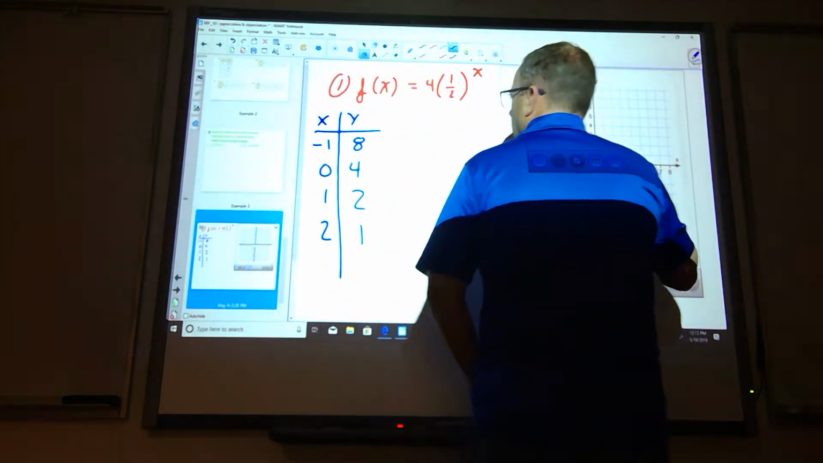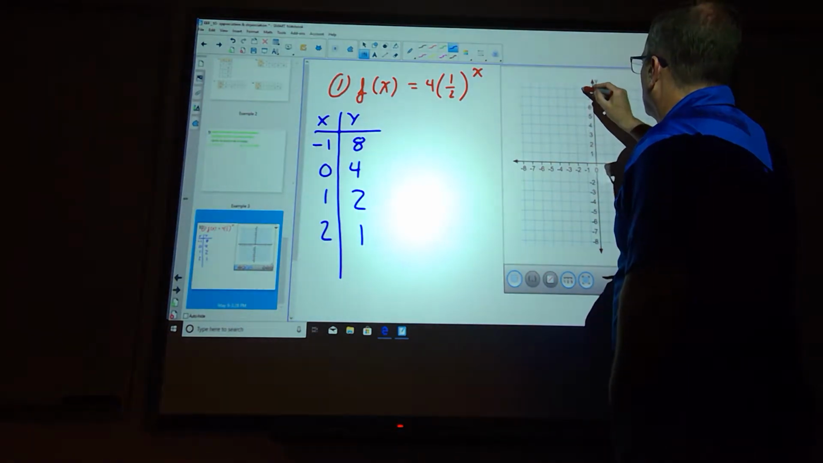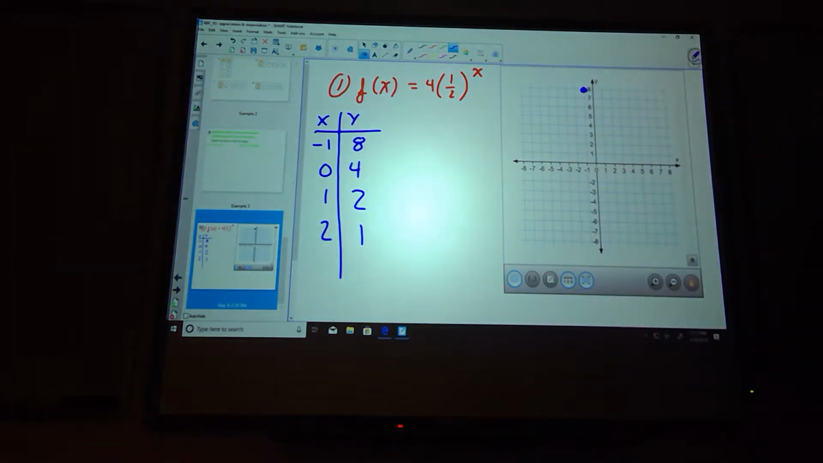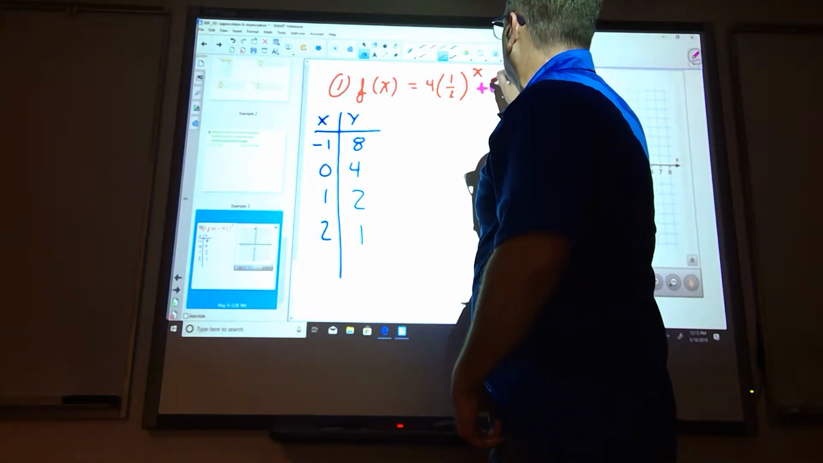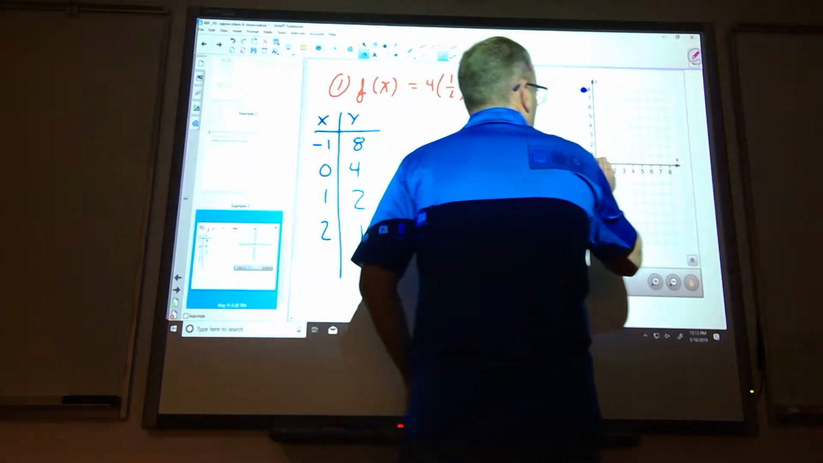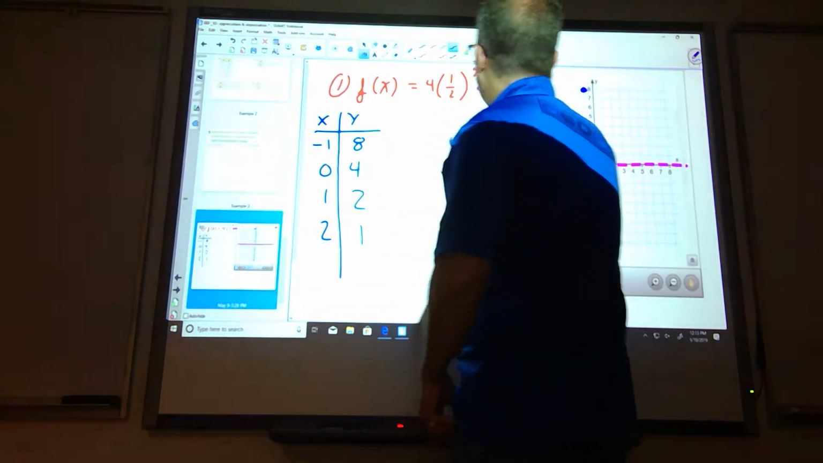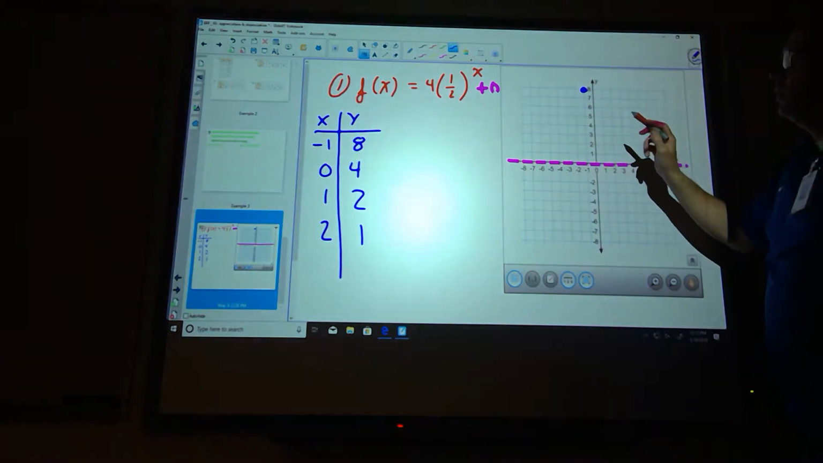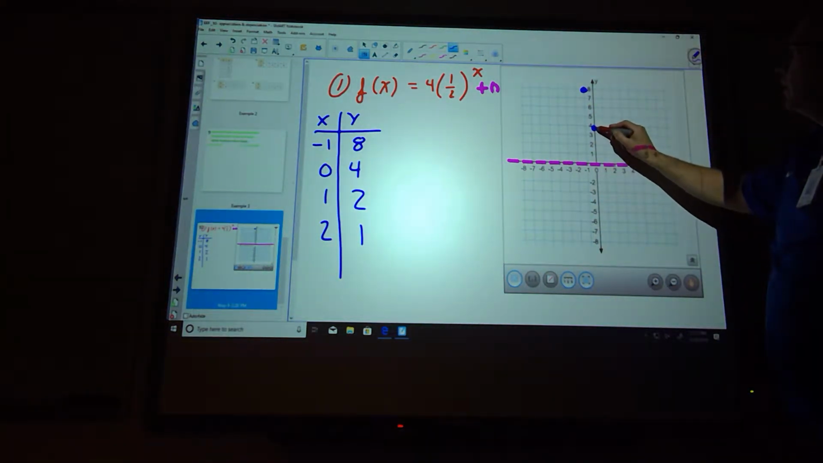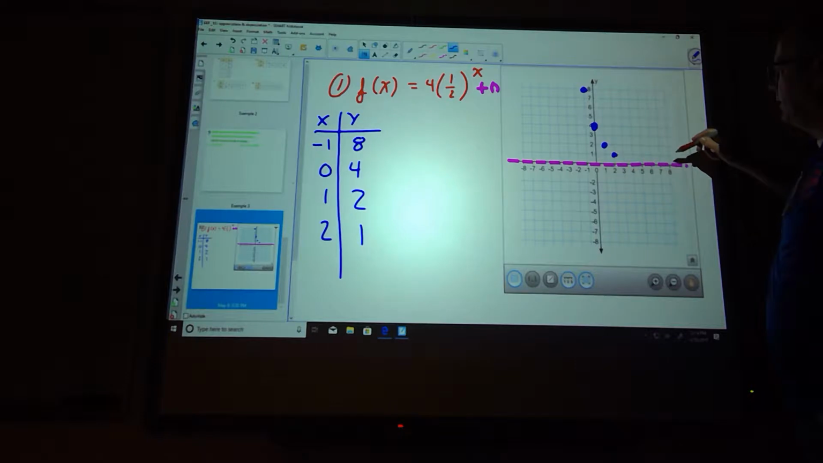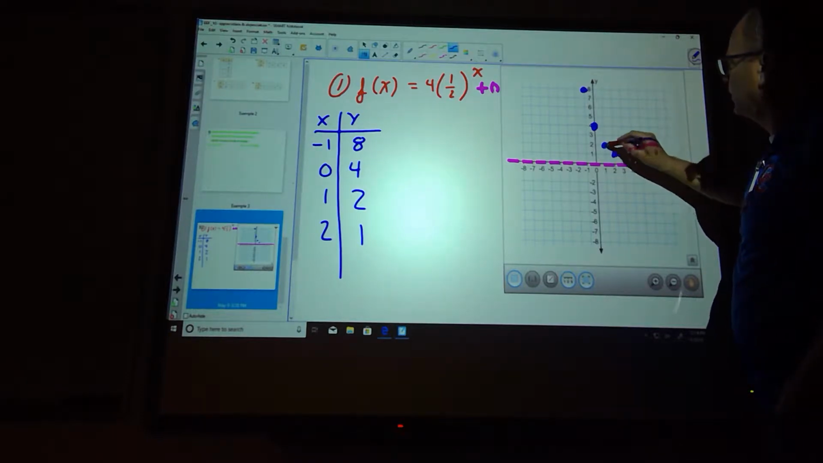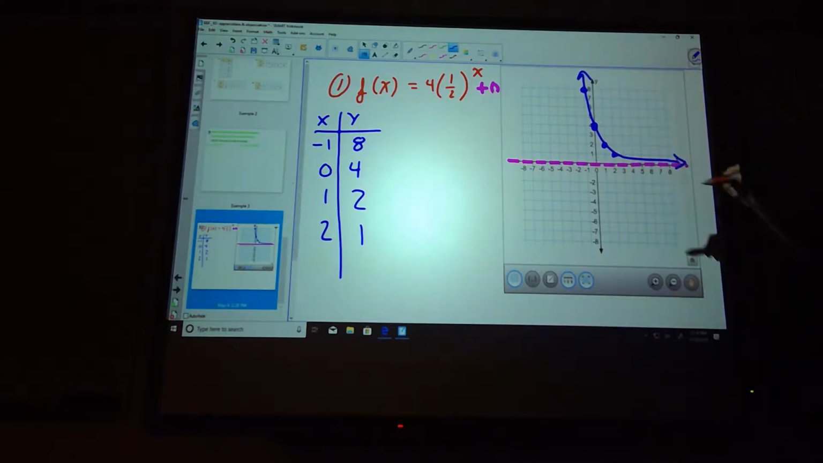-1, 8 is way up here. Before I go any further, what's my asymptote? 0. It's because there's nothing back here, so there's a +0 here. So here's my horizontal asymptote right there. Good. So 0, 4 is here. 1, 2 is here. 2, 1 is here. And then this is just going to continue on downward. So this is what this graph looks like. Does that seem okay?